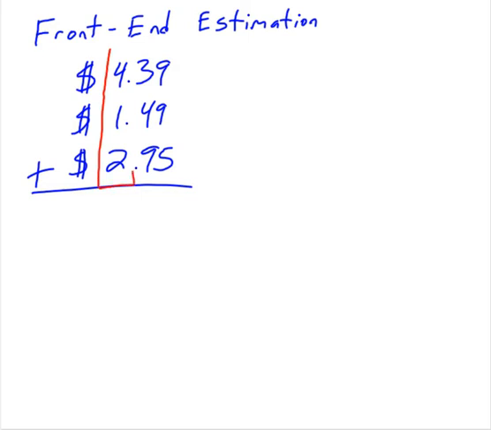So using front-end estimation, we're just going to deal with the front end first. Okay, everything before the decimal. Remember, that decimal is right there. So we have $4 plus $1 plus $2. So that's going to be $7 so far.